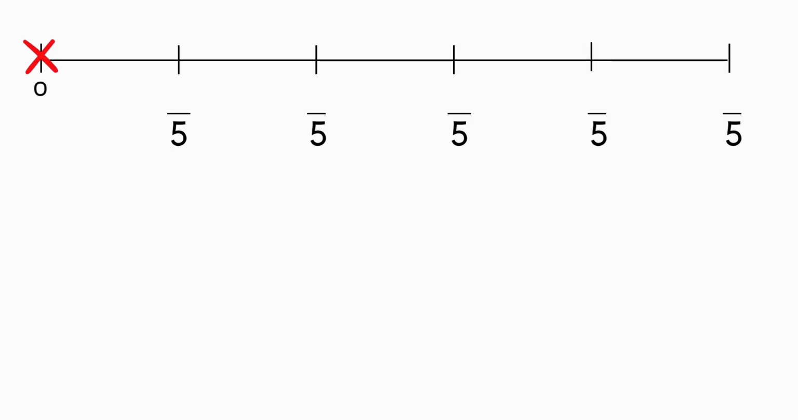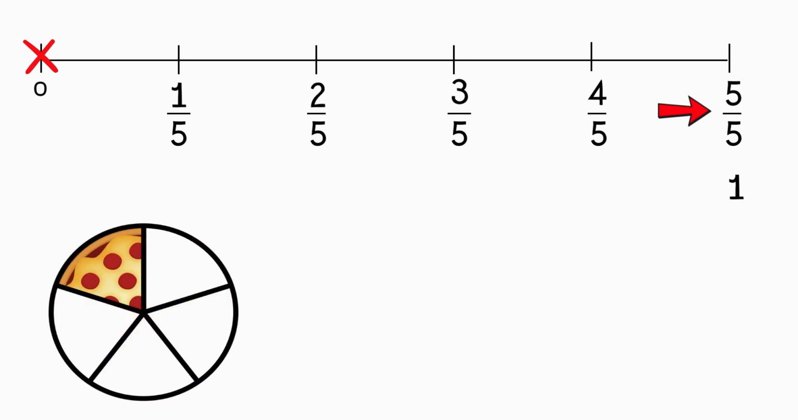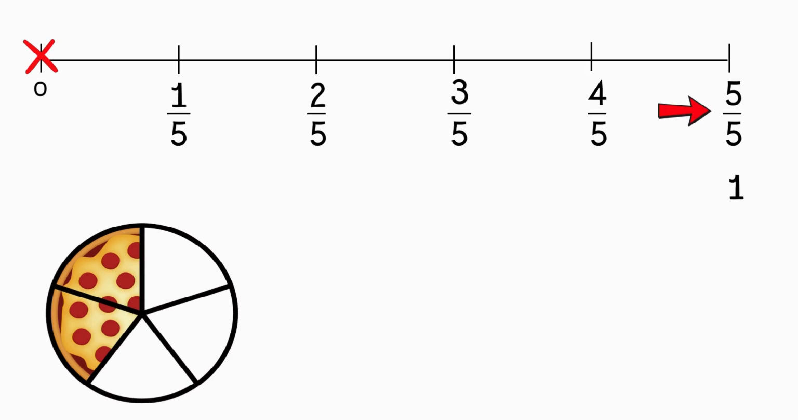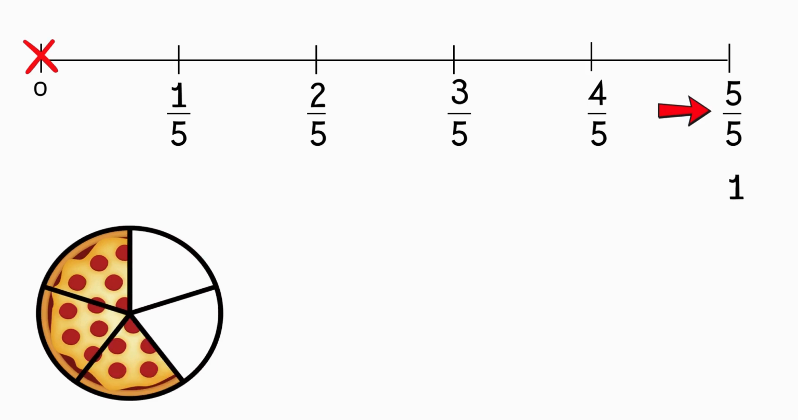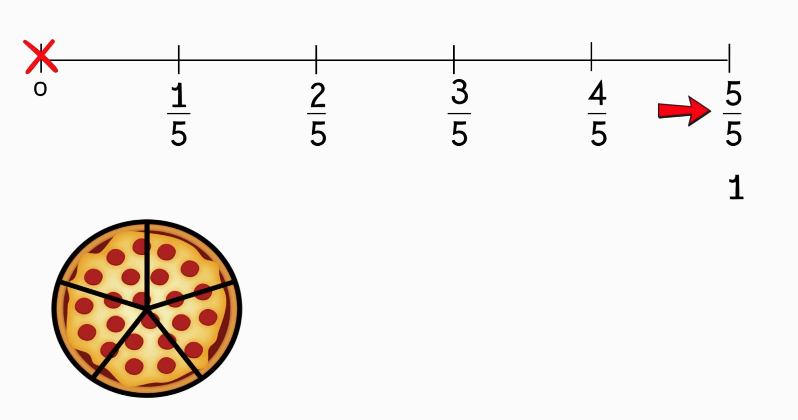That means each section is 1/5 of the whole. And remember, when you get to the last part, 5/5, that's equal to 1 whole. Picture a pizza split into 5 equal slices. Here's 1/5, here's 2/5, here's 3/5, here's 4/5, and here's 5/5, which is also 1 whole pizza. Get it? Let's try another.